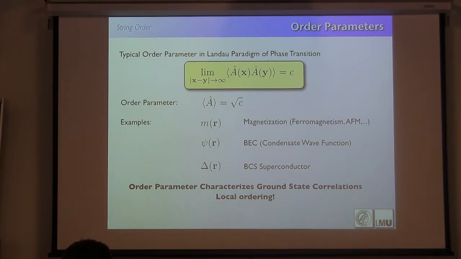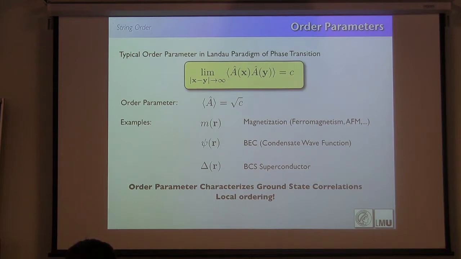And maybe this, just to put this in context, brings me to the way we define order in condensed matter systems. The typical Landau paradigm that you probably all have heard of is the idea that the system shows order if you have an observable A, for example, that you measure at two space points x and y, and if its correlator is a constant as x and y go to infinity, the distance between them, then we'd say the expectation value of A is our order parameter in the system.